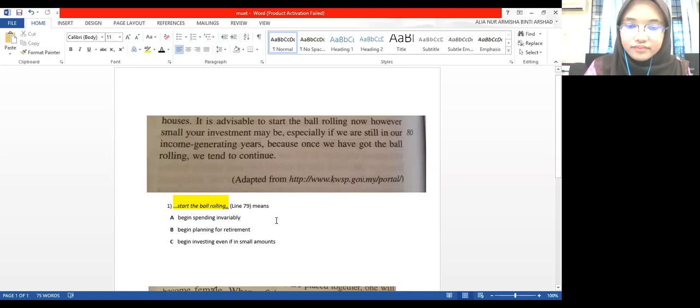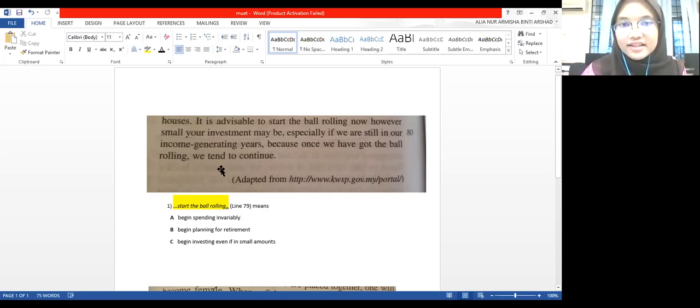Okay. So after you highlight the keyword, go to the passage and refer to the lines that were stated in the text. So this is the text that I cut that is related with the word that you have to find the meaning of. And then what you need to do is you read and understand the text. So it is advisable to start the ball rolling now. However small your investment may be, especially if we are still in our income generating years, because once we have got the ball rolling, we tend to continue.